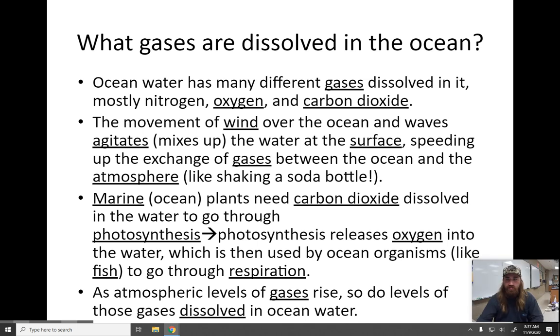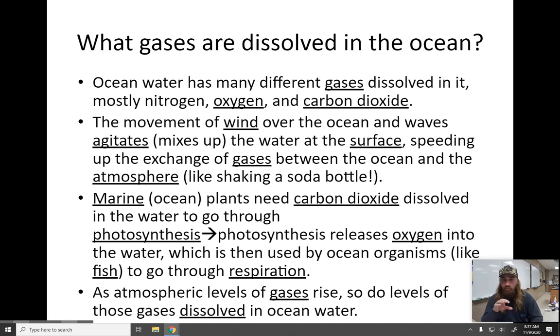So, what gases dissolve in the ocean? Ocean water has many different gases dissolved into it, mostly nitrogen, oxygen, and carbon dioxide. If you remember biology, when we talked about biogeochemical cycles, this probably should make sense, because we need CO2, oxygen, and nitrogen to realistically build any organic molecule and to sustain any type of life.